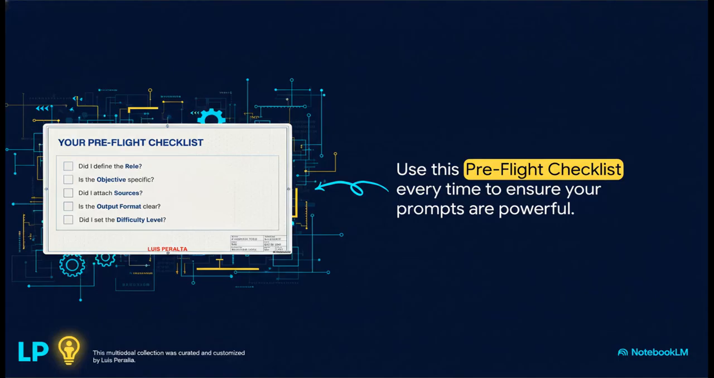And to make this a habit, just use this pre-flight checklist. Before you hit send, just run through this in your head real quick. Did I set the role? Is my objective specific? Did I provide sources? Is the format clear? And did I set the difficulty? It takes 5 seconds and makes all the difference.